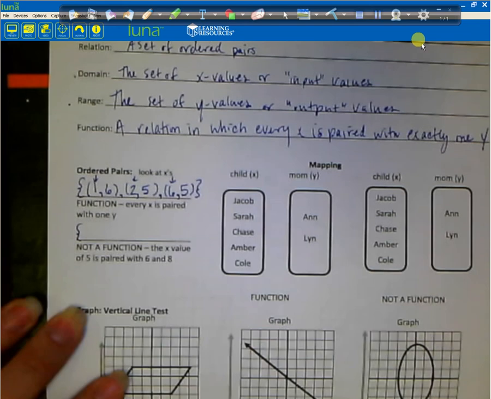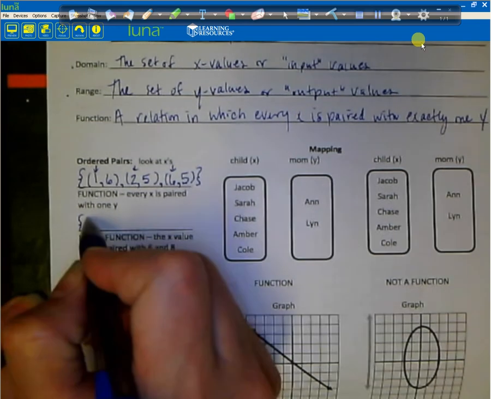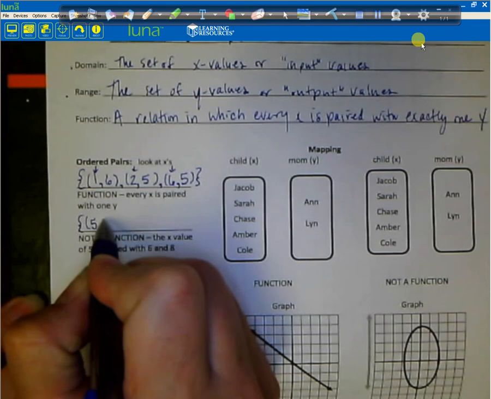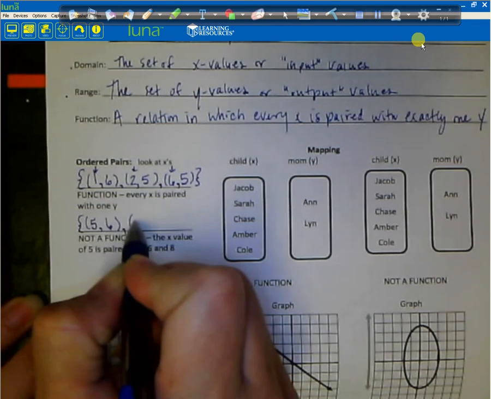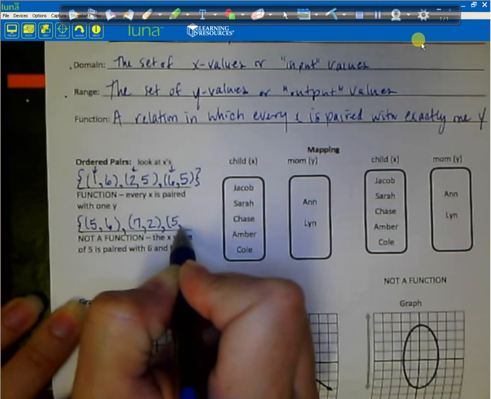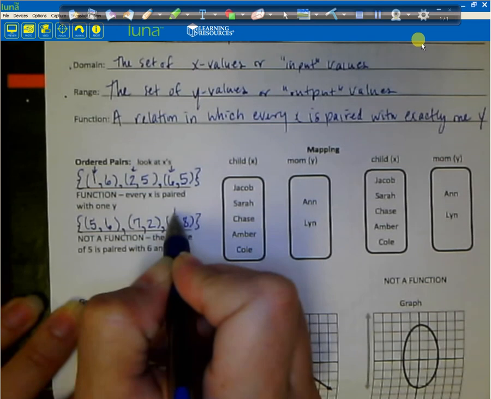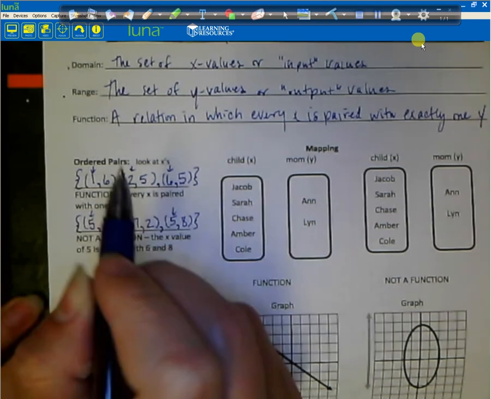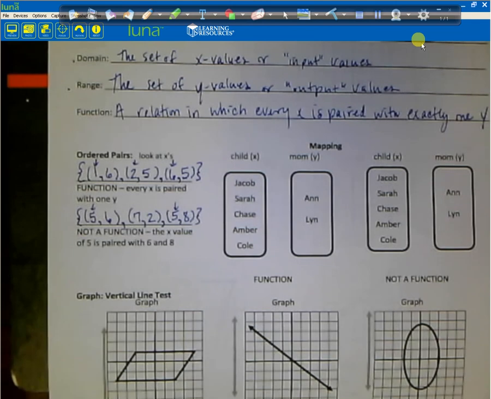This example that I want you to copy down next is not a function. Our ordered pairs 5, 6, 7, 2, and 5, 8. Look at our x values. We have 5 and 5. Our x's repeat. Here it's paired with a 6 and here it's paired with an 8. This is not a function because we do not have every x paired with exactly one y.